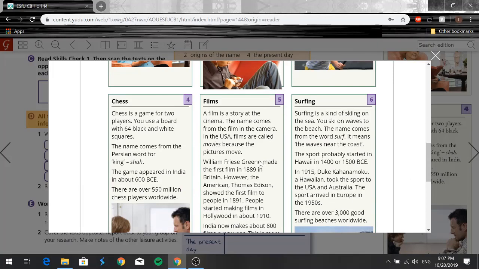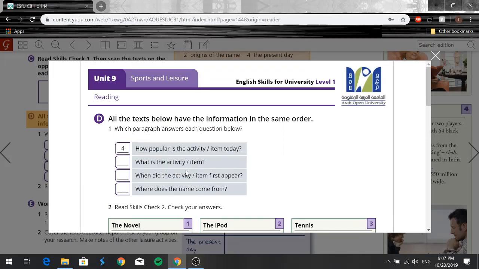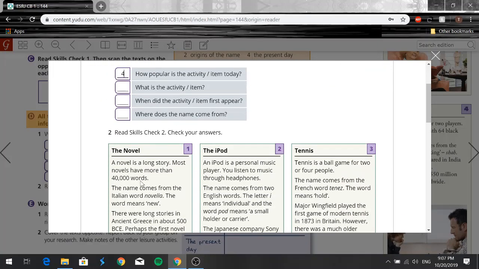Obviously, this goes for all these different texts. So we'll say 1, 4. What is the activity/item? Well, this one's pretty simple. That's 1. That'll be paragraph number 1. When did the activity/item appear? Or when did the activity/item first appear? And we'll say, I think that's the 3rd.